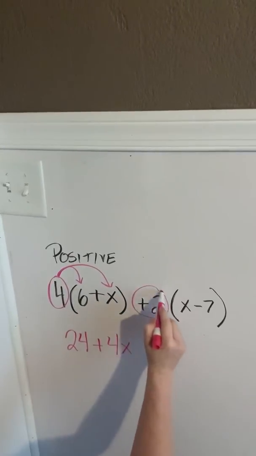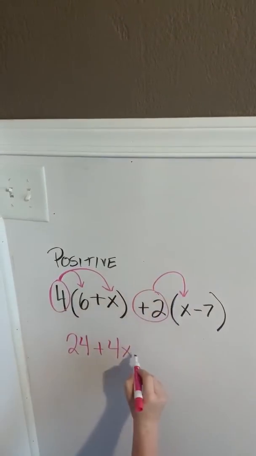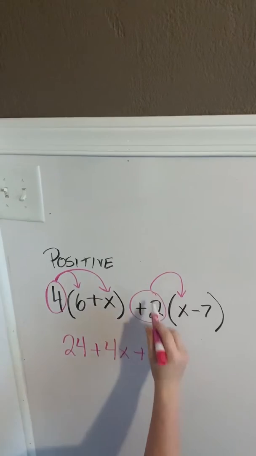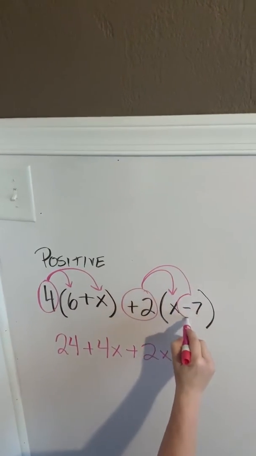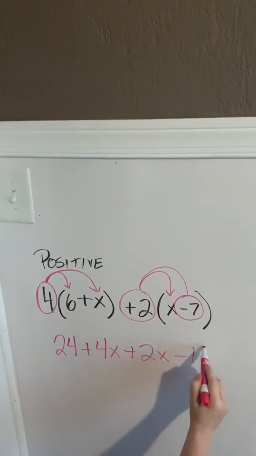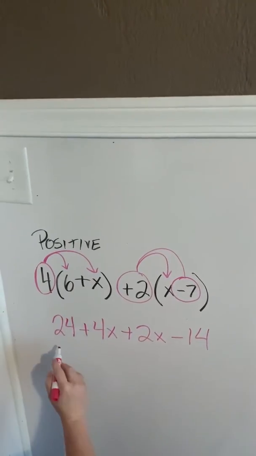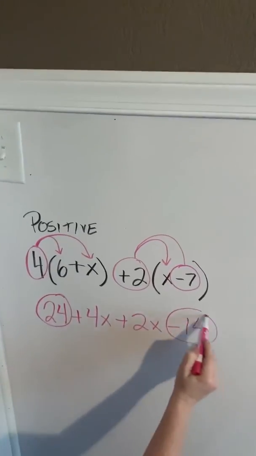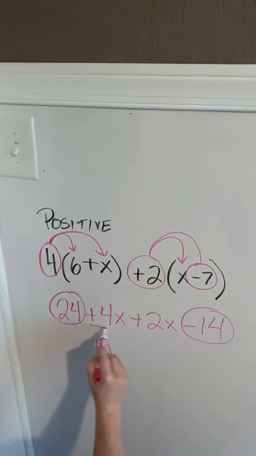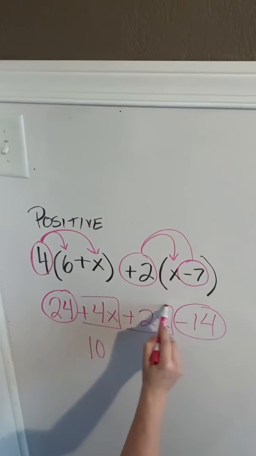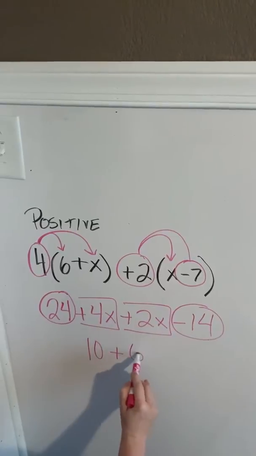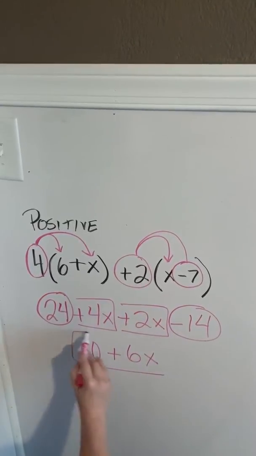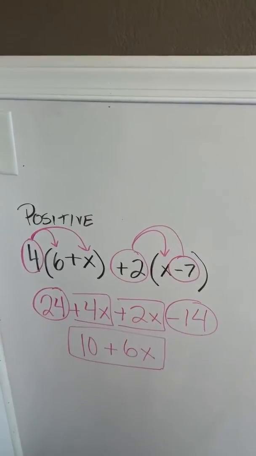Then we have positive 2 times x, which is positive 2x. And then positive 2 times negative 7, which is negative 14. So we have 24 minus 14, which is 10. Then we have 4x plus 2x, which is 6x. So our total answer is 10 plus 6x.